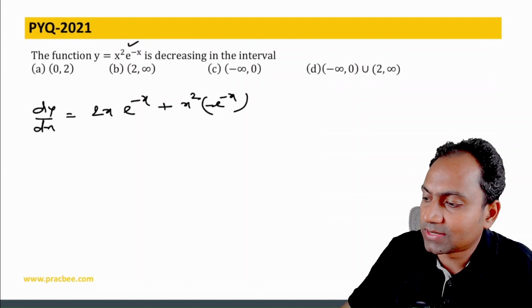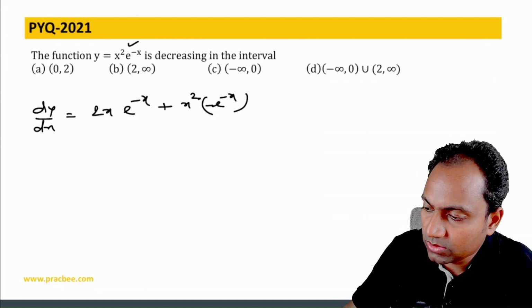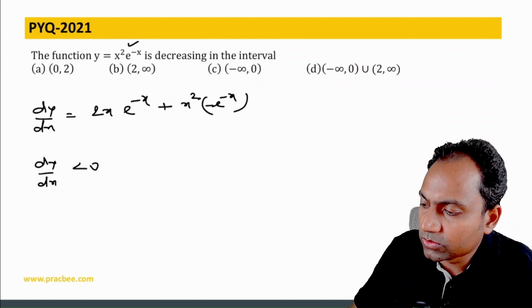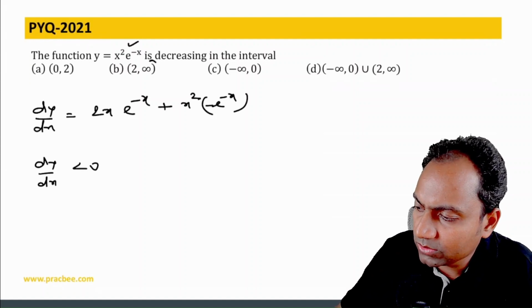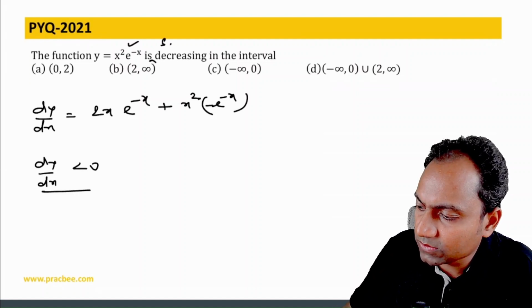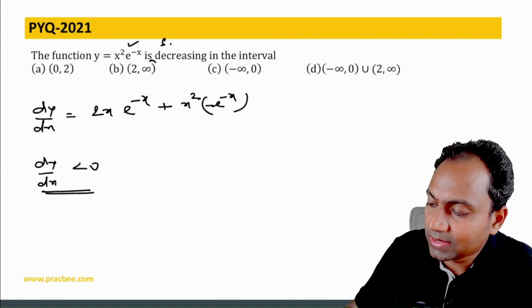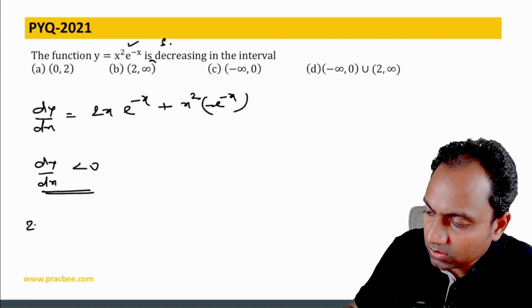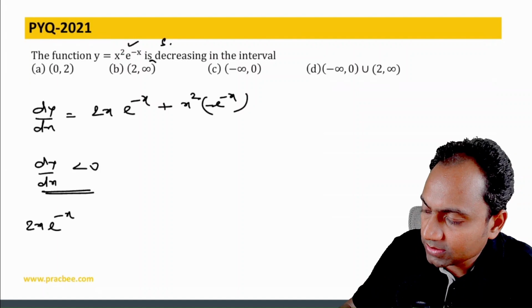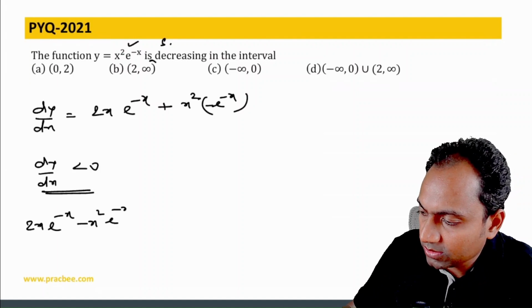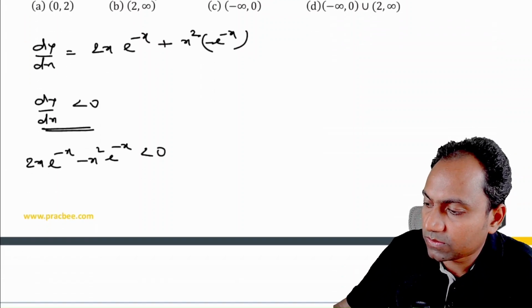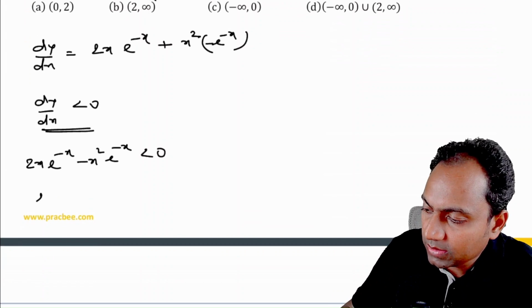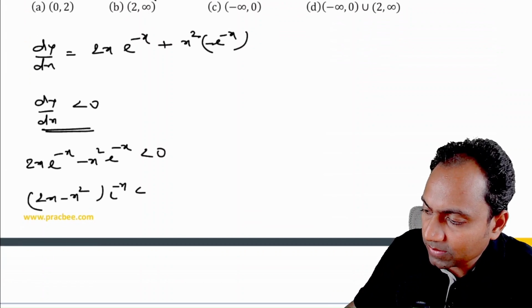Now what we are saying is this is decreasing. So now decreasing would mean dy by dx is smaller than or equal to 0. Now they should have ideally used strictly decreasing. In that case, this will happen. So if I take this, it becomes nothing but twice of x e raised to the power minus x minus x square e raised to the power minus x is smaller than 0. And now it becomes 2x minus x square into e raised to the power minus x is smaller than 0.